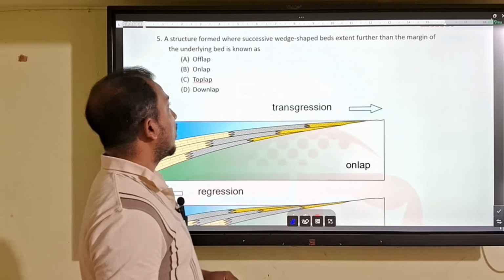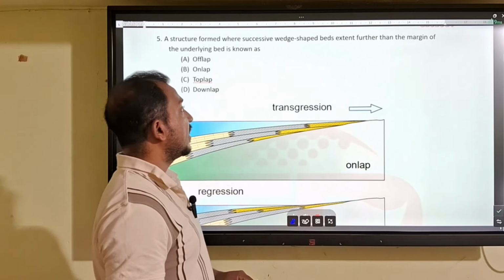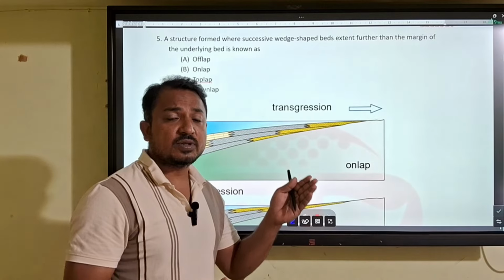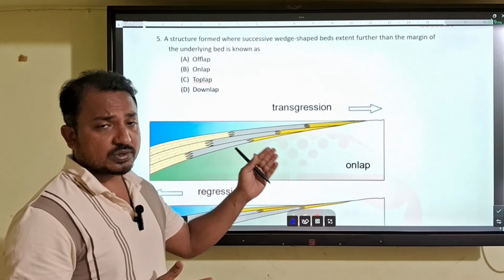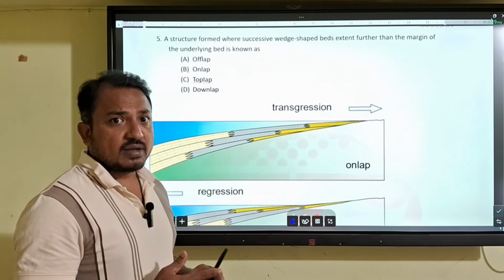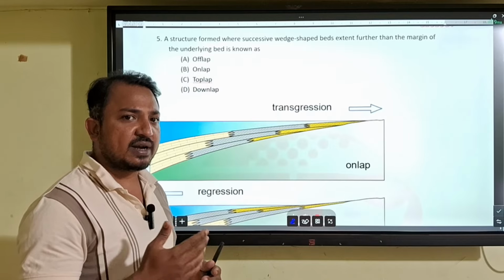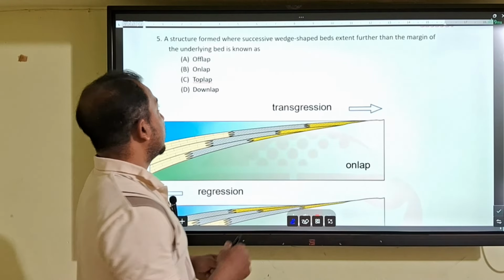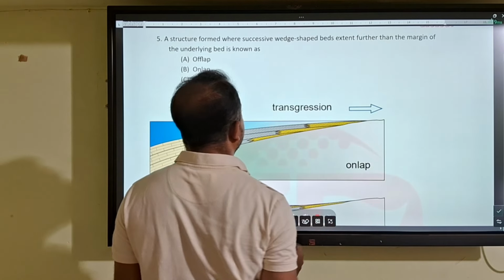This question: the structure formed where successive wedge-shaped beds extend further than the margin of the underlying bed is known as... So this type of deposition, this type of structure, you will find in marine transgression condition. So here it is said wedge-shaped bed.